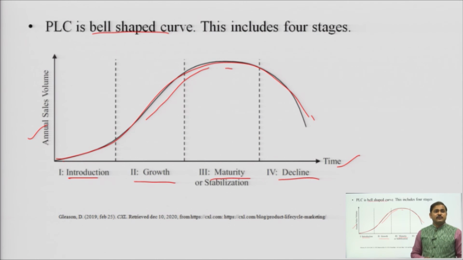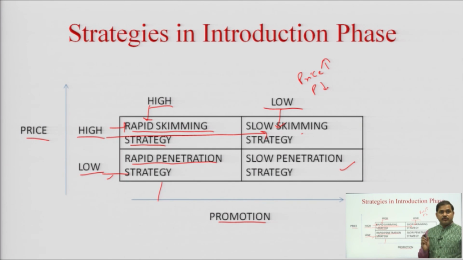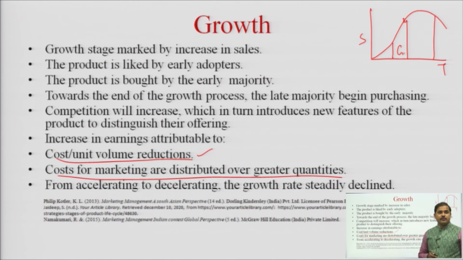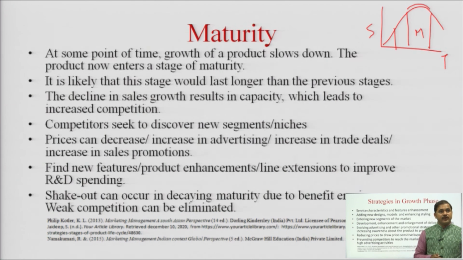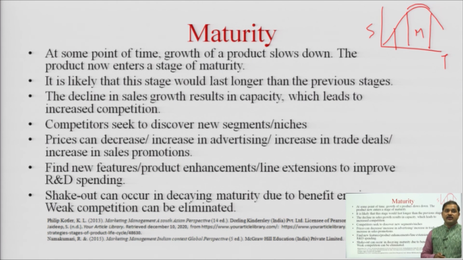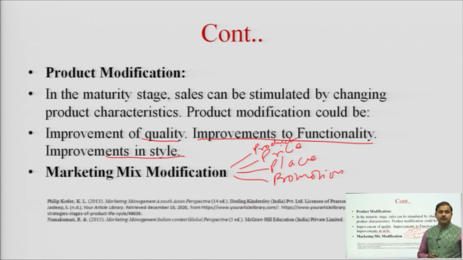This was the bell-shaped curve that we have discussed. This was how the introduction phase was. I am just giving you a quick recap. This was the strategy in the introduction phase. This was the growth phase that we talked about. These were certain strategies that we discussed in the growth phase. There was a maturity phase. In the maturity phase itself, we have talked a lot. These were certain strategies of the maturity phase: market modification, product modification, marketing mix modification.